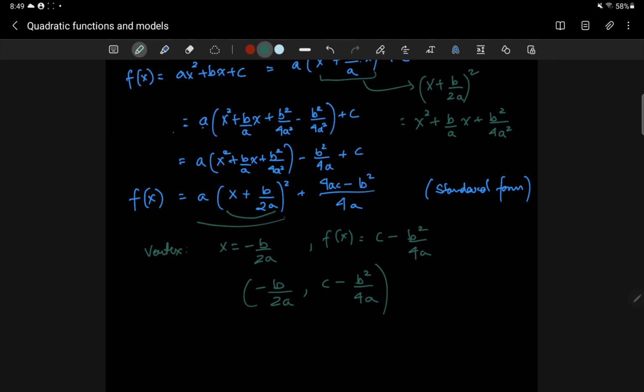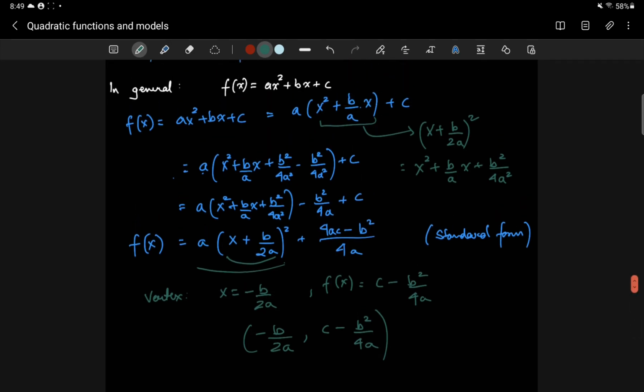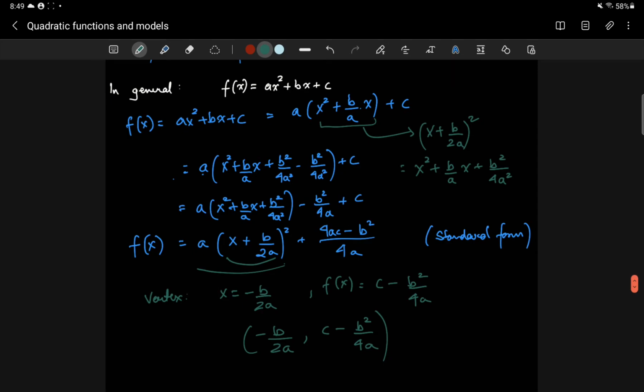Now at this point you have the option to use this formula for the vertex when the quadratic is in the general form. However, my suggestion is not to waste your time trying to remember this, because you can always use the actual method, which is just completion of square, to figure this out case by case.